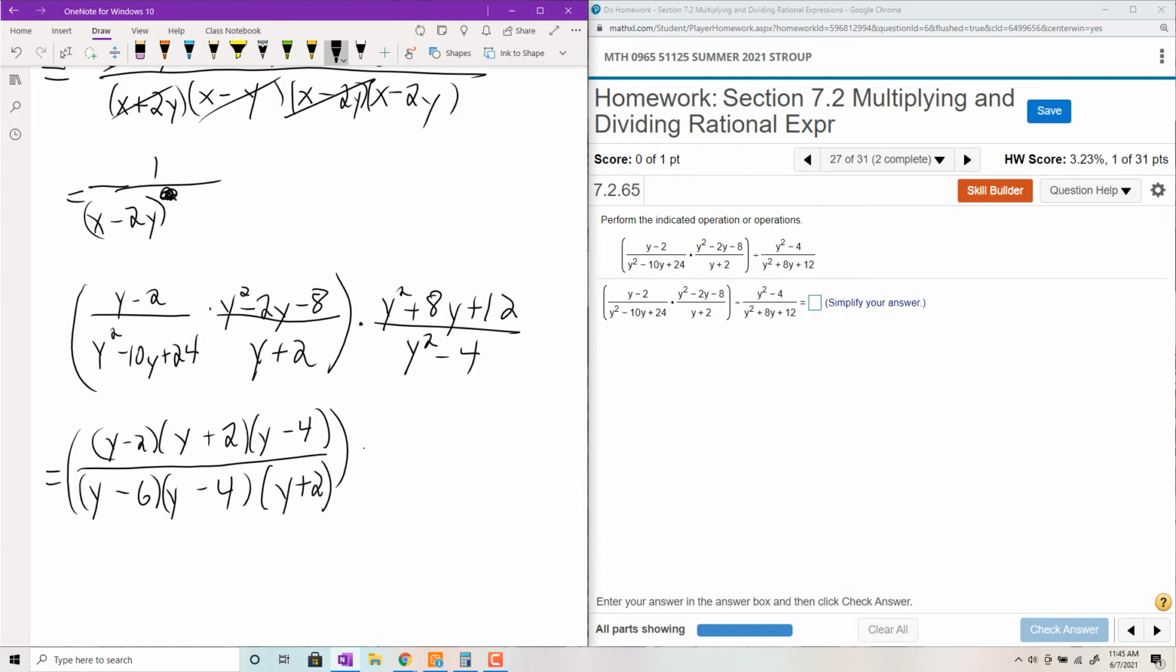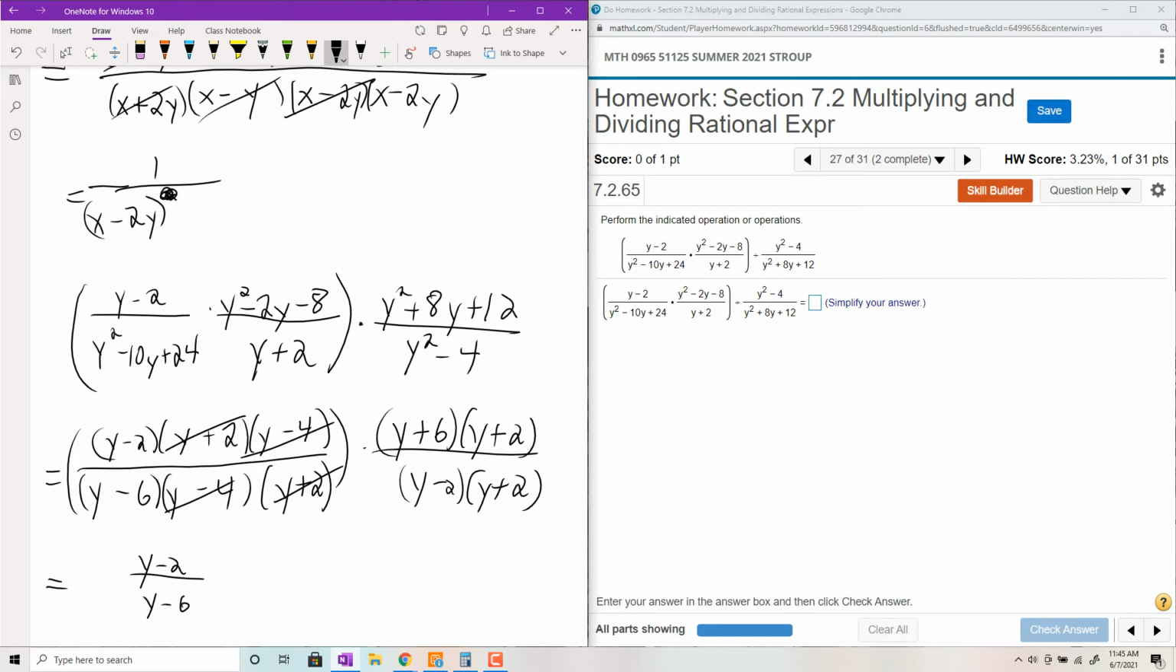While I'm at it, I might as well just factor this guy, y plus 6 and 2. Well, 2 over y minus 2 times y plus 2. So you have to do the parentheses first. Y plus 2's are gone, y minus 4's are gone, leaving me with the y minus 2 over y minus 6 times the y plus 6 times y plus 2 all over y minus 2 times y plus 2.